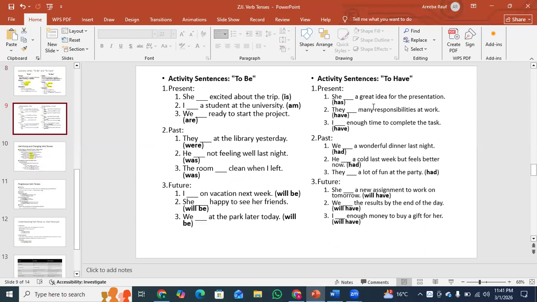Like, she has a great idea for the presentation. They dash many responsibilities at work. They have many responsibilities at work. I dash enough time to complete the task. I have enough time to complete the task. Basically, "to have" simply means to own something or to experience something. And when you read these sentences, you can know that they basically indicate experiences or something that someone owns.